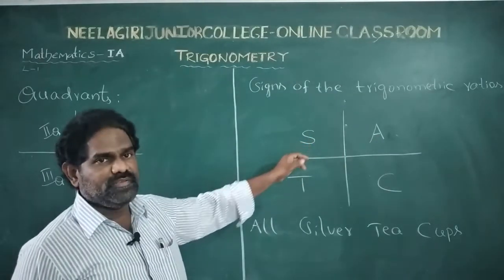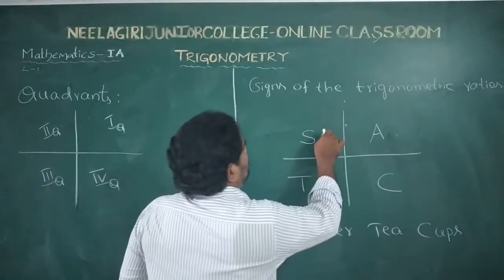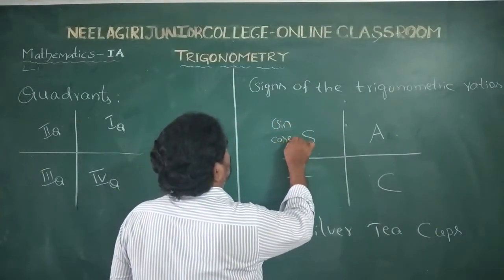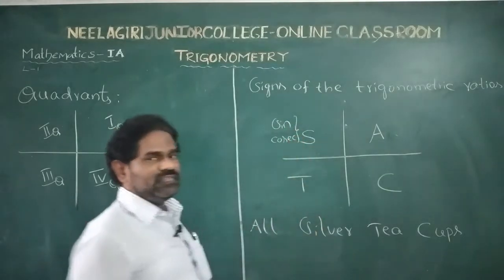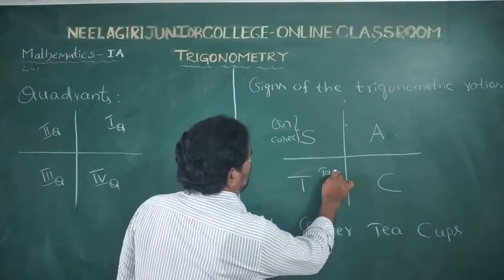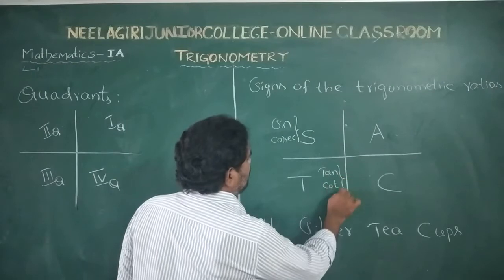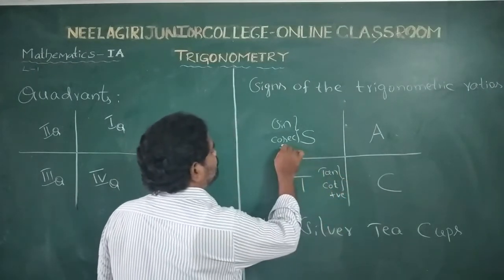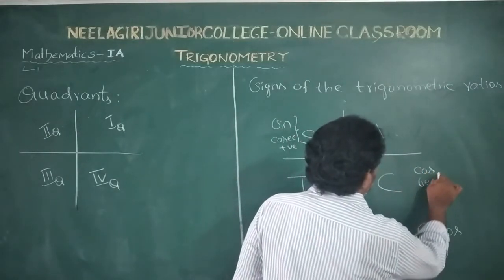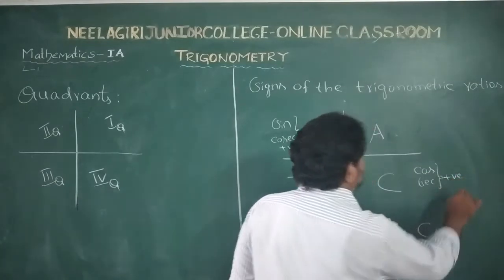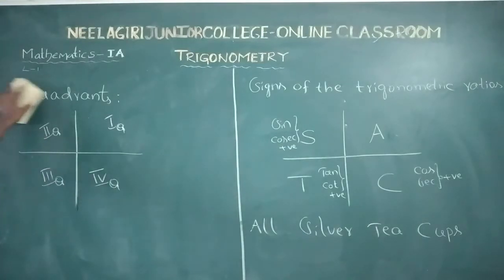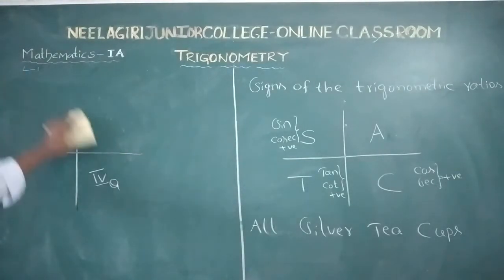S for silver means in the second quadrant, sine and its reciprocal, cosec, are positive, the rest are negative. T for tan and cot are positive in the third quadrant, the rest are negative. C for cos and sec are positive in the fourth quadrant, the rest are negative. In this way we can take the signs of the trigonometric ratios.